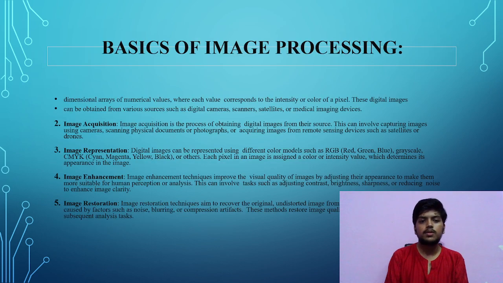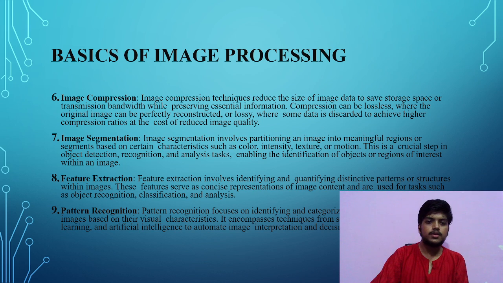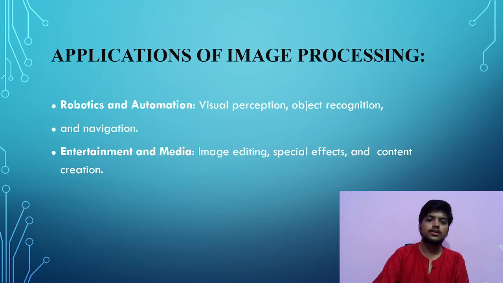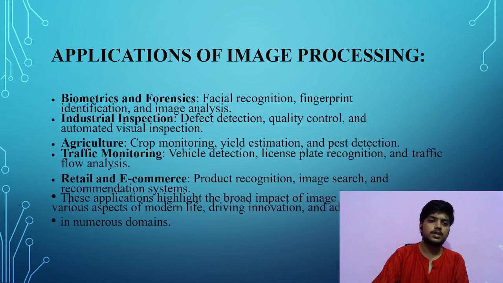So next is the basics of image processing. It mainly includes image acquisition, image representation, image enhancement, image restoration, as well as image compression, feature extraction, and pattern recognition. Later is the application of image processing. It involves medicine, remote sensing, as well as robotics and automation, entertainment as well as media. Biometrics as well as forensics are involved, industrial inspection, agriculture, retail, and e-commerce.